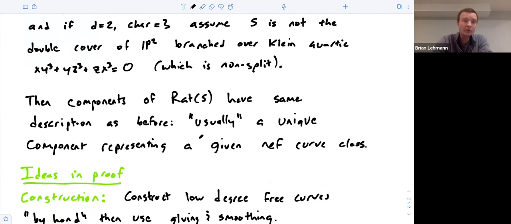Okay. So with this setup, it turns out that the components of the moduli space of rational curves on S have the same description as before in characteristic 0. And in particular, for most Neff curve classes, there's a unique component which parameterizes birational maps onto free curves. So these weird pathologies that we see in characteristic P just do not occur for most Del Pezzo surfaces, and we can get a complete list of the rational curves which actually do exist.